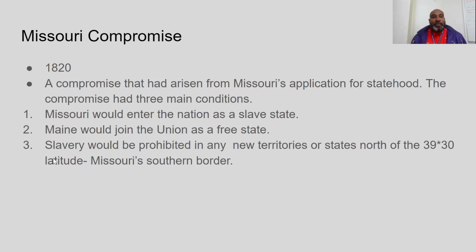In 1820, you have the Missouri Compromise, a compromise that arose from Missouri's application for statehood in the Union. In order for there to continue to be a balance, lawmakers created this compromise. It allowed Maine to join the Union as a free state, but it also allowed Missouri to enter the nation as a slave state. They also drew a line which stated that slavery could not exist above the 36°30′ latitude parallel.